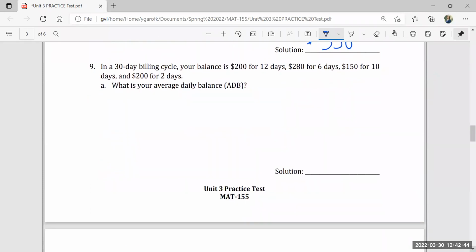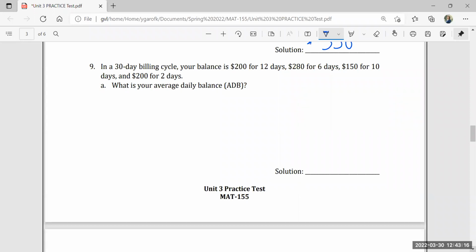Now we can talk about average daily balance. You have a 30-day billing cycle. Your balance is $200 for 12 days, $280 for 6 days, $150 for 10 days, and $200 for 2 days. We're taking basically a weighted average here. As one of your classmates mentioned in class, I believe it was Cassidy, you can do this with a frequency table if you wanted to use your calculator like we did in the last unit.